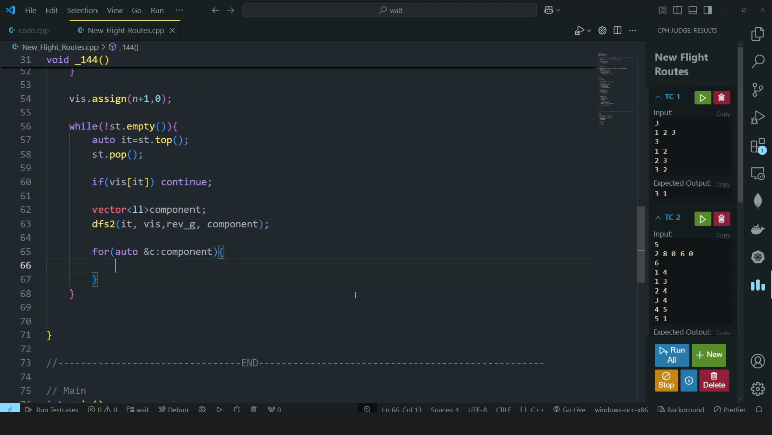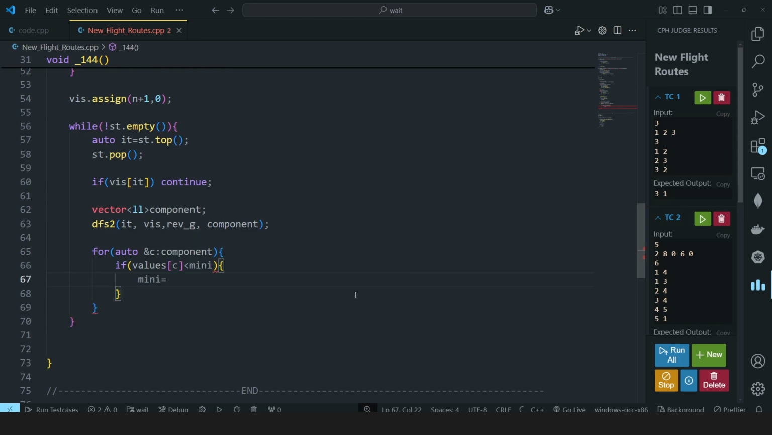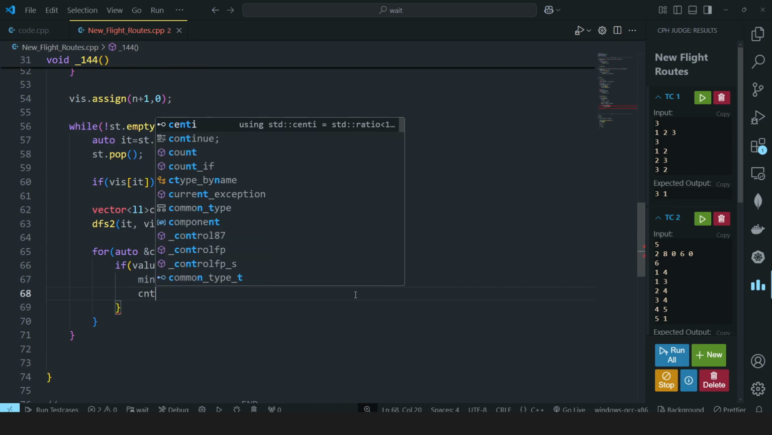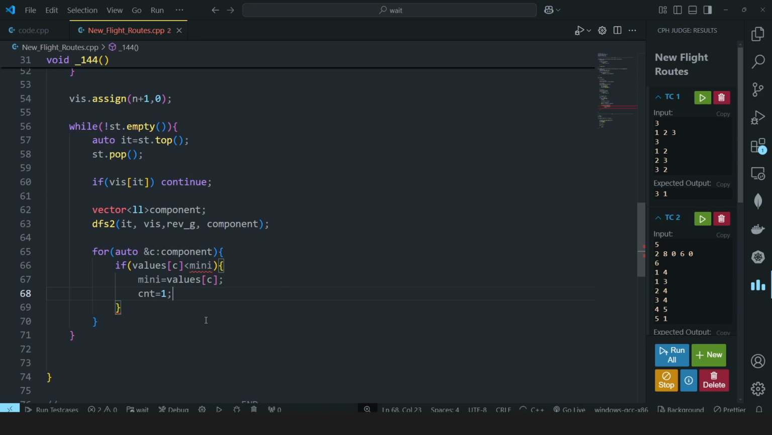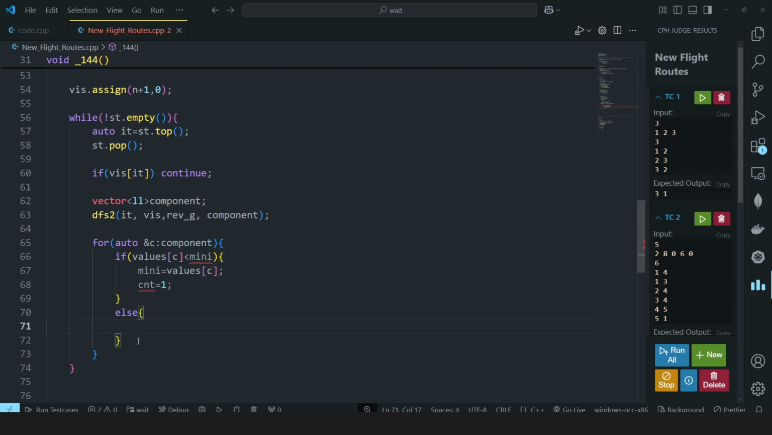So I'll say if the value associated with this child is less than what I have got till now, let's say it mini, I will declare this very soon, then my new minimum value is equal to this, right? And since I'm getting it for the first time, I will say count is equal to 1, since I got this minimum value for the first time, right? And if this is not the case, it means that we only have two possibilities left, that is the value of c will be equal to this mini, or the value of c will be greater than mini.